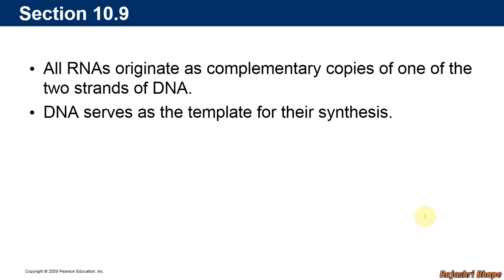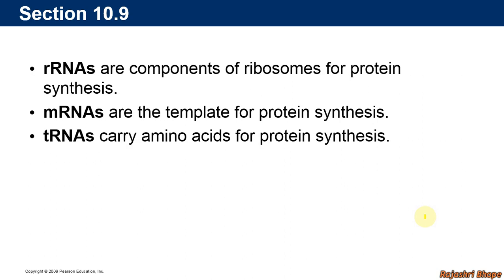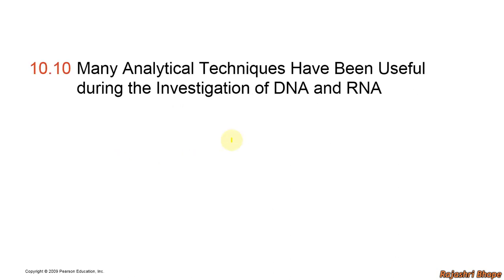All RNAs originate as complementary copies of one of the two strands of DNA. DNA serves as template for RNA synthesis. rRNA are components of ribosomes. mRNA are templates for protein synthesis, and tRNA carry amino acids for protein synthesis.